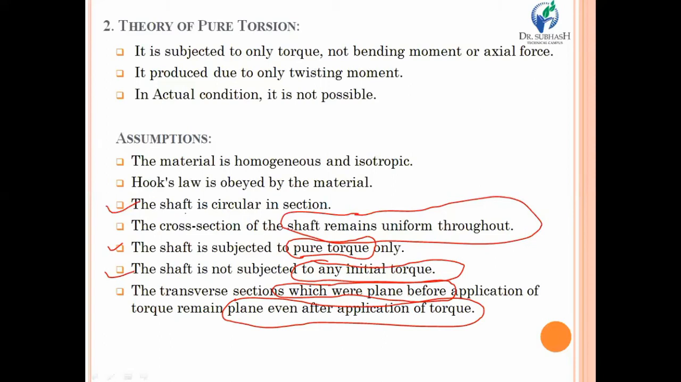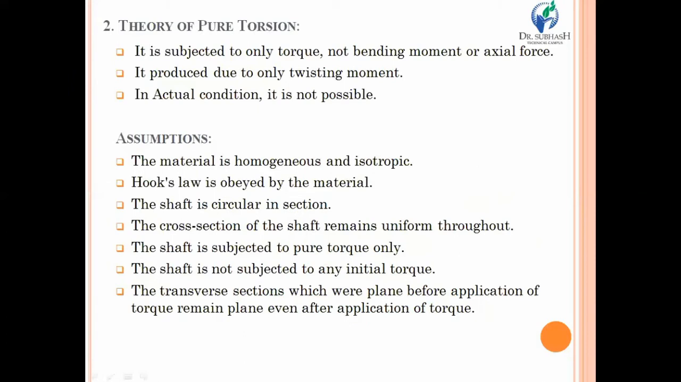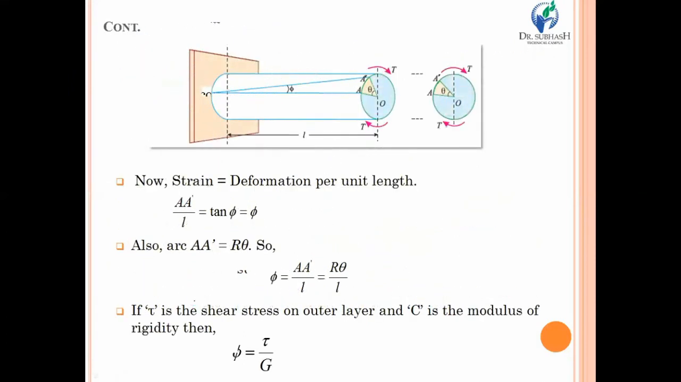So this is the somewhat basic introduction of the pure torsion theory and some assumptions that we have taken. Now look at the diagram. There is one transmission shaft, with one end free and the other end fixed to some bracket or say the wall. Now look at the free end of the shaft. There is an application of twisting moment T in the clockwise direction.